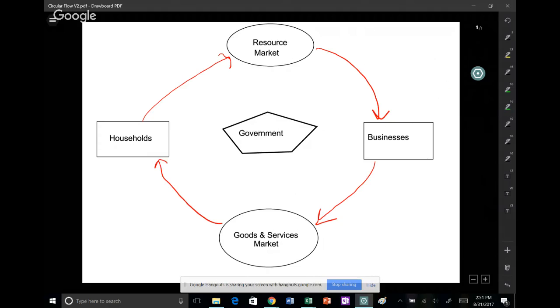And the last red arrow I'm drawing is from the goods and services market into the households. Now I have to add a couple more red arrows. There's one that goes from the resource market into the government, and there's another one that goes from the goods and services market into the government. And so this that you see in here are all the red arrows we're going to need.